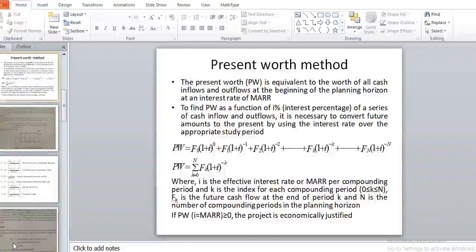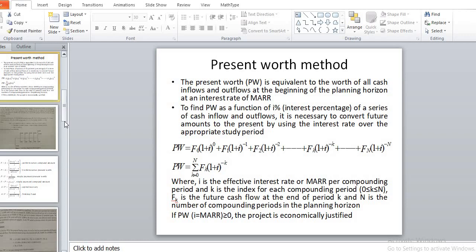In the last video we discussed the present worth method. In the present worth method, the worth value is calculated at the beginning of the planning horizon. Similarly, you can calculate the future worth method.